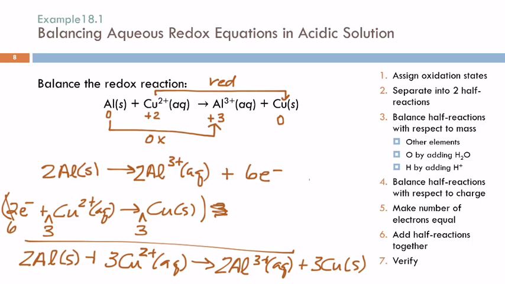You're not writing the electrons? We're not writing the electrons in the balanced chemical equation because they don't actually appear as a reactant or a product. They get transferred from one to the other, but they're never actually just floating around by themselves.